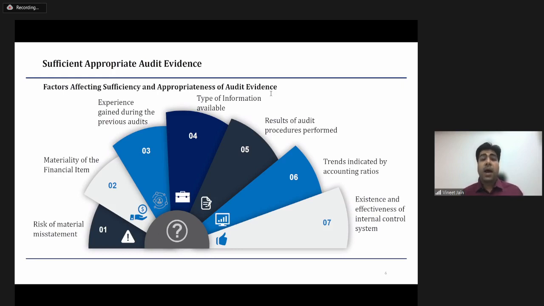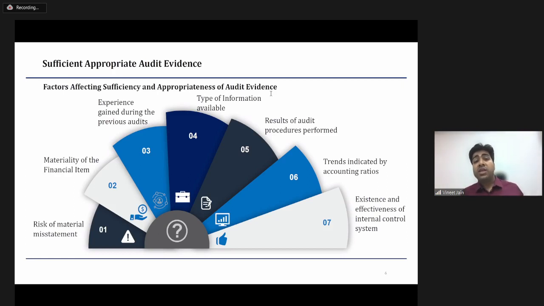And based on our past experience, we know what the critical areas are where there is high risk, or areas which have low materiality levels. And we definitely have a predefined understanding about that particular organization. And that definitely helps us in gathering audit evidence.